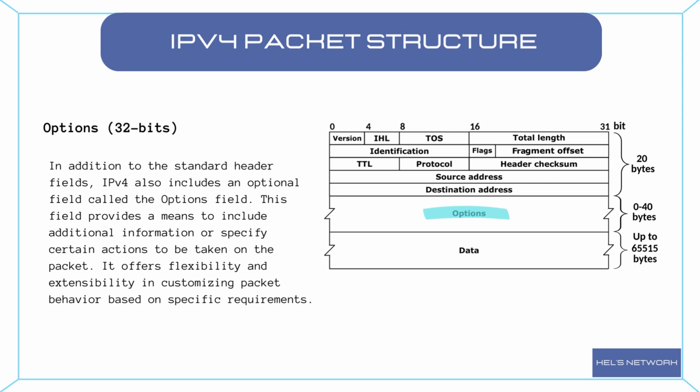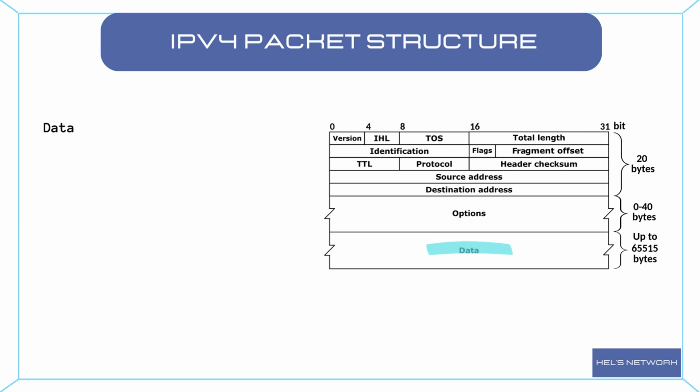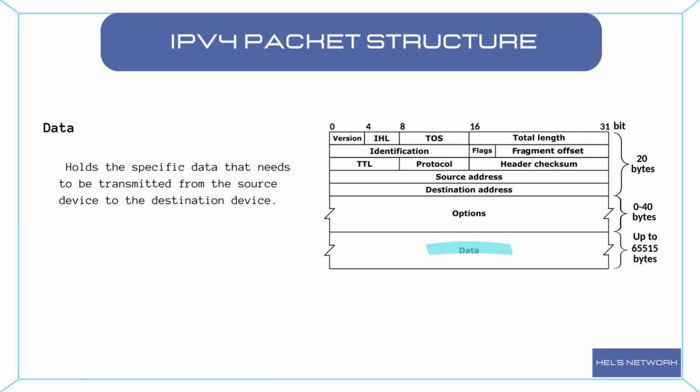In the IPv4 payload, the only required field is the data field. The data field contains the actual information or payload that is being transmitted over the network. It can vary in content and format depending on the protocol or application using IPv4. For example, if you are sending an email using the Simple Mail Transfer Protocol, SMTP, over IPv4, the data field would contain the email message itself, including the sender, recipient, subject, and the message body. If you are accessing a website using the Hypertext Transfer Protocol, HTTP, the data field would contain the requested web page and its associated content, such as HTML, images, or scripts.